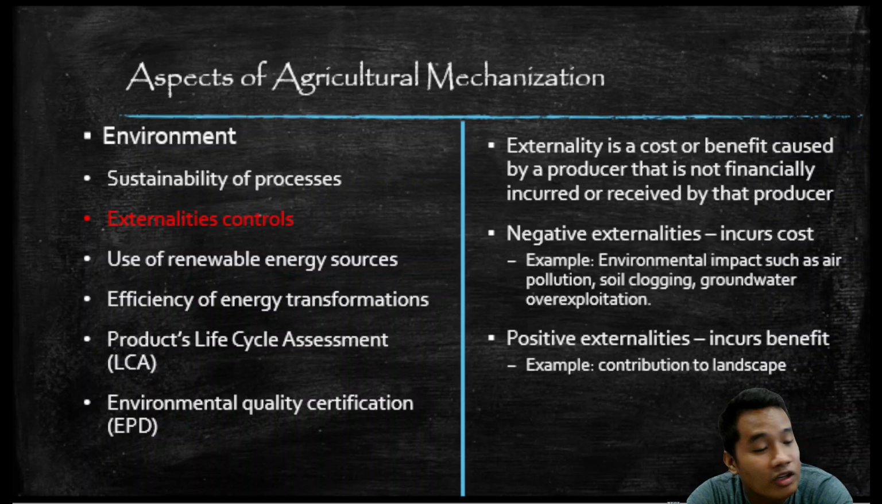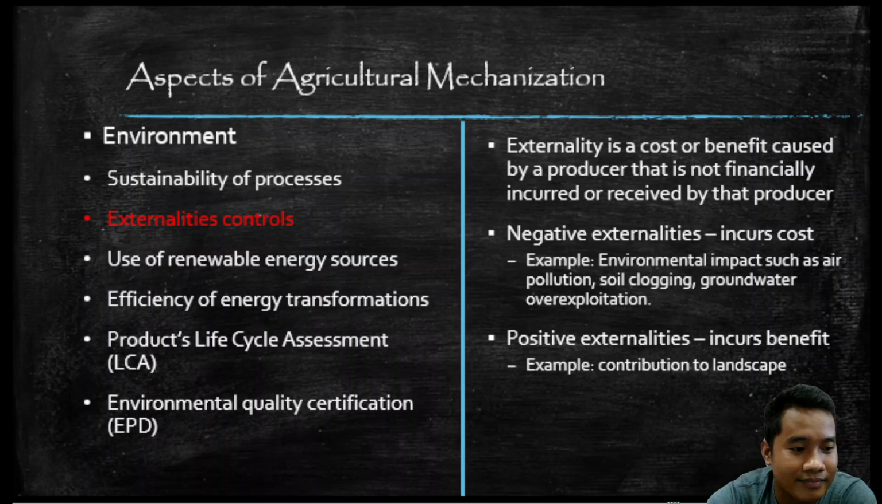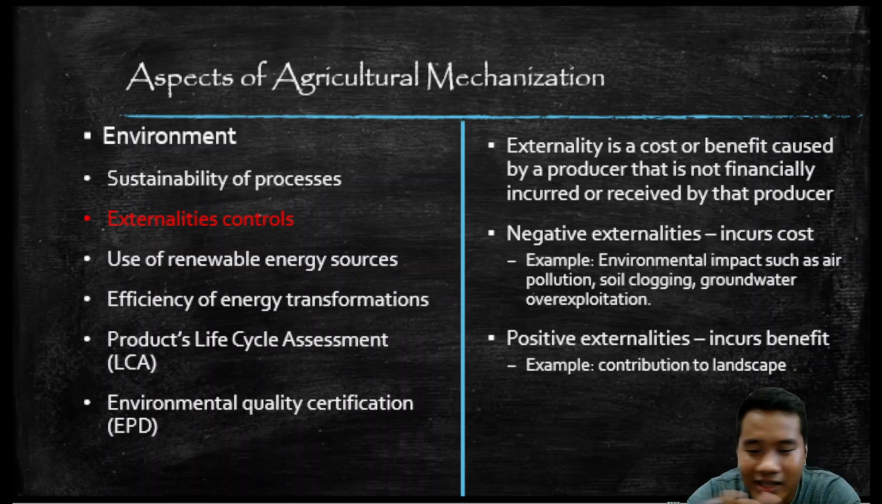Dinidiscuss ko kanina ito. Okay, air pollution because you are using an old model of machinery, for example, or you are using coal energy, or very less efficient agricultural machinery. So those are negative externalities. Example of positive externalities incurs benefit. Example is contribution to landscape. Pinapaganda yung landscape. So those are externalities that must be considered.